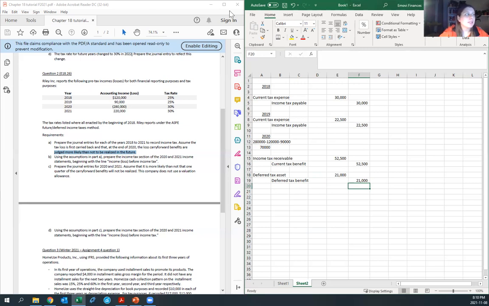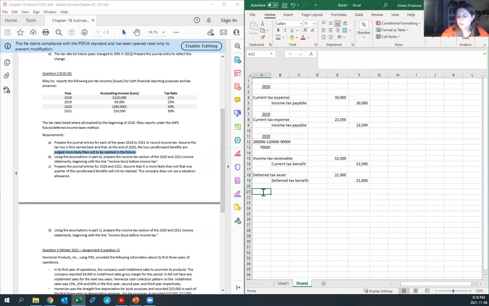I use the 30% here instead of the 25% because your tax rate is going to be 30% also for 2021, and there's no clue of what it's going to be for future years, but you have to assume that it's going to be 30% also. If here in 2021 it instead said 35%, then you would have set it up as 70,000 times 35%.